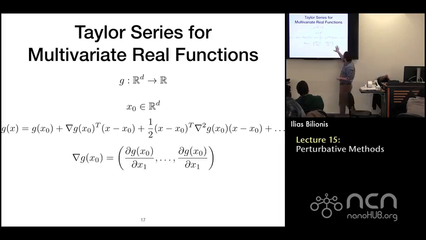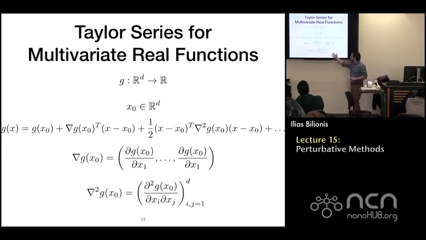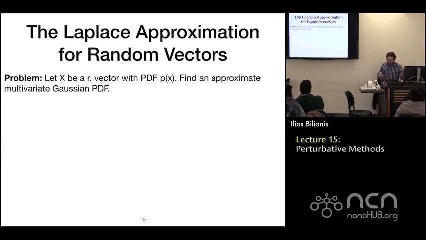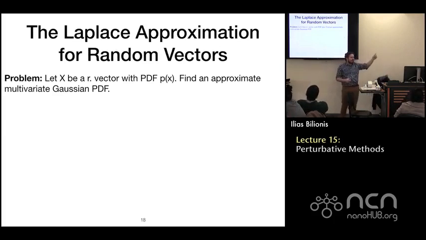The gradient of a scalar function is defined like that. Hope everybody knows what this is. The Hessian is just the matrix of second derivatives. Okay? Any questions about this? Good. All right, so the Laplace approximation for random vectors. Now let x be a random vector with a known PDF, p(x), and we want to approximate the PDF of x with a multivariate Gaussian.